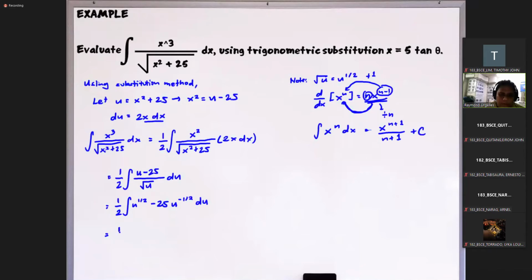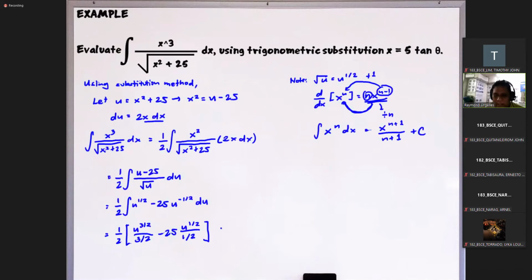Okay? So kaya dito, this will be 1/2, multiplied by u to the 3/2 divided by 3/2, minus 25, then we have u to the 1/2 divided by 1/2, then this is plus constant. Okay?